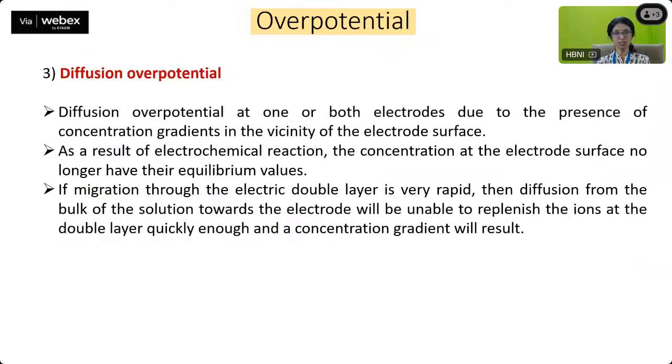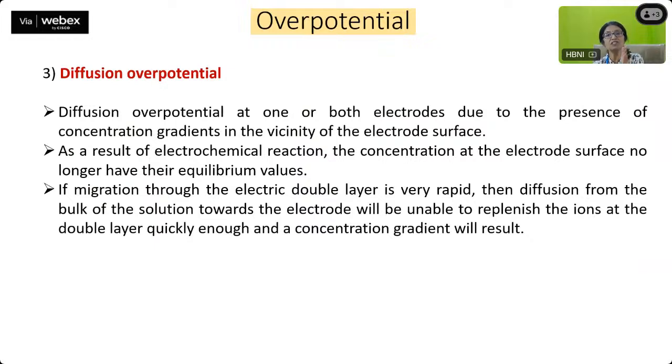And then there is something known as the diffusion overpotential. This is regarding mass transfer. Diffusion overpotential at one or both electrodes is due to the presence of concentration gradients in the vicinity of the electrode surface. When you have an electrochemical reaction, the concentrations at the electrode surface no longer have the equilibrium values. Now if there is a very fast migration through the electric double layer, then diffusion from the bulk of the solution towards the electrode is not going to be able to replenish the ions at the double layer quickly enough.